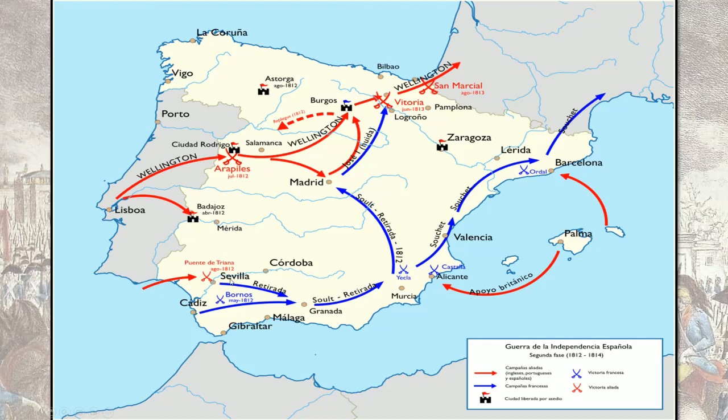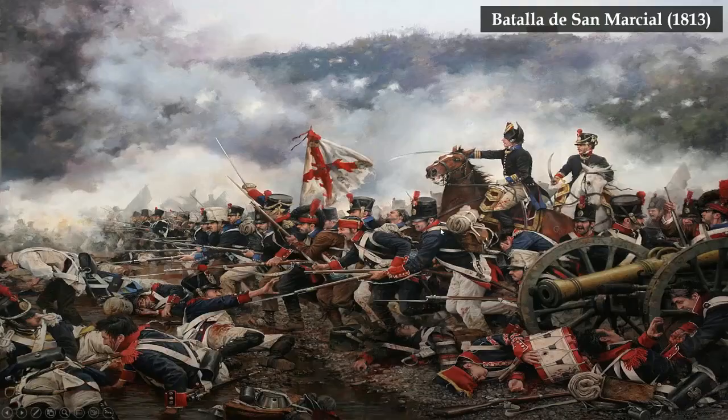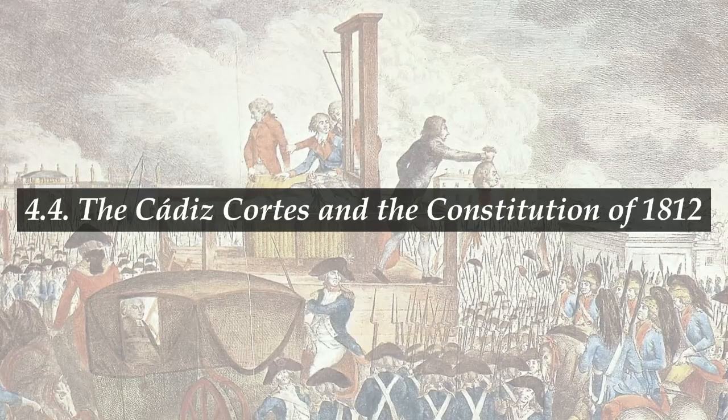So, later, the French retreated, and the last victory was the Battle of San Marcial in 1813, here you have. After that, we invaded French territory, and Napoleon was forced to sign the Treaty of Valençay in 1813, so he recognized Fernando VII and withdrew his troops from Spain.